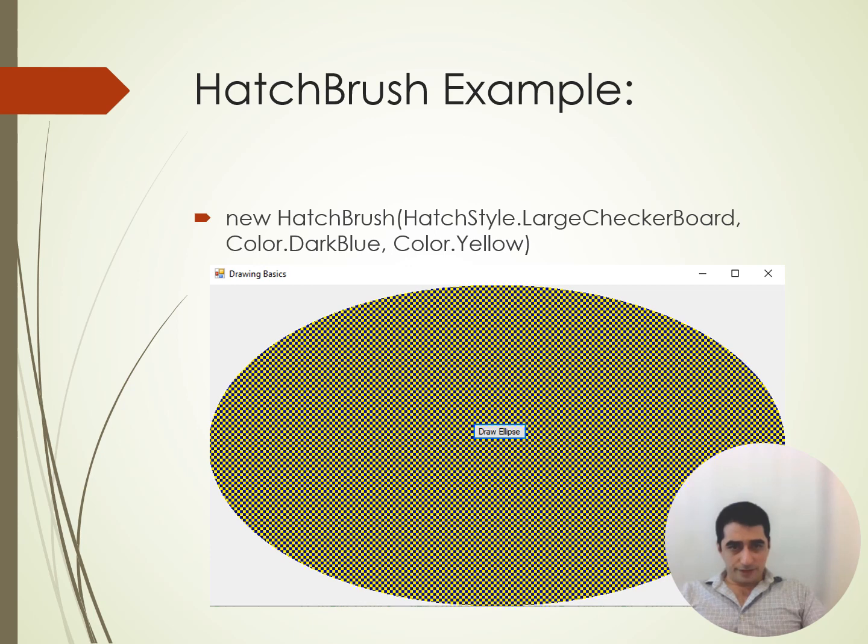Here's an example of a hatch brush. I filled the same ellipse that I showed you in previous slides using the hatch style large checkerboard, the foreground dark blue and the background yellow, kind of like the FIU colors. As you see here, these three parameters are going to be passed to the constructor of the hatch brush, and it's going to create a new brush for you, and that brush is used to fill the ellipse.